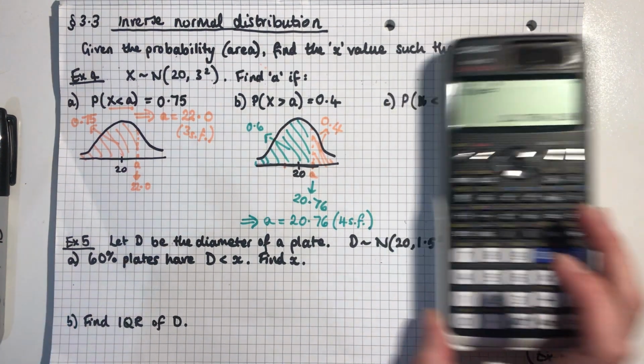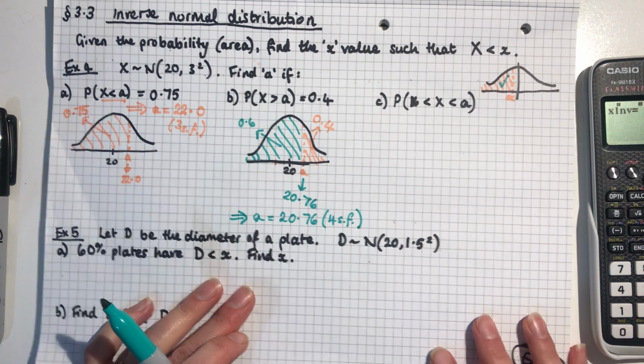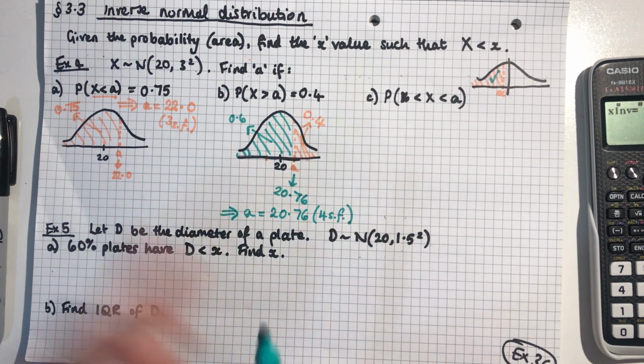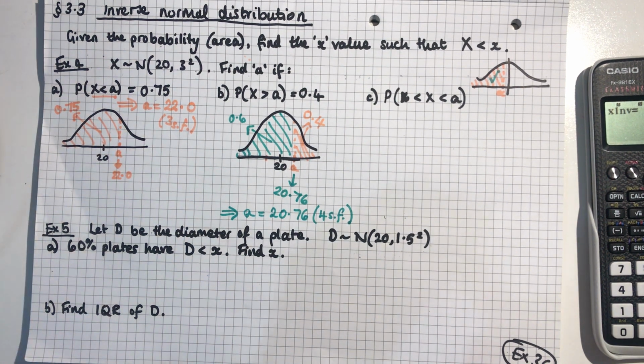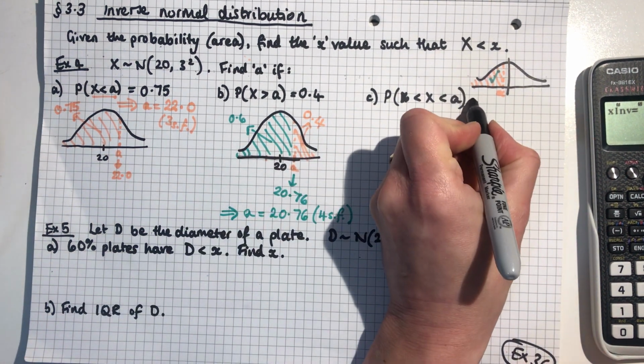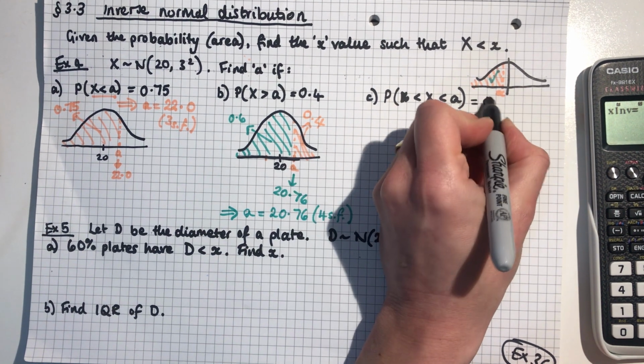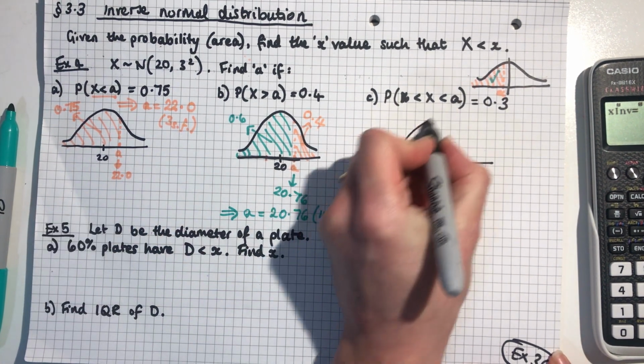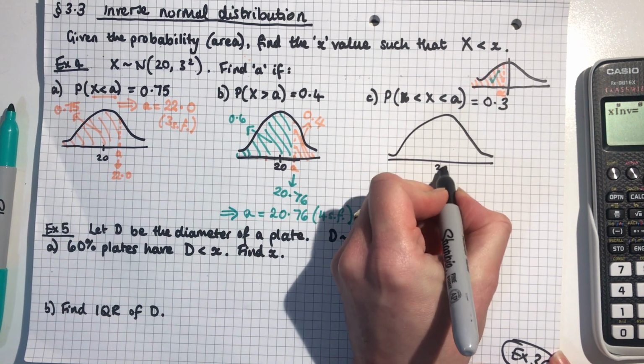Now for the third one, we're told, sorry, let's read it again. I think I've missed something off here. Yes, we're told that the area between 16 and A is 0.3. So let's do our sketch of the curve and put 20 in the middle.